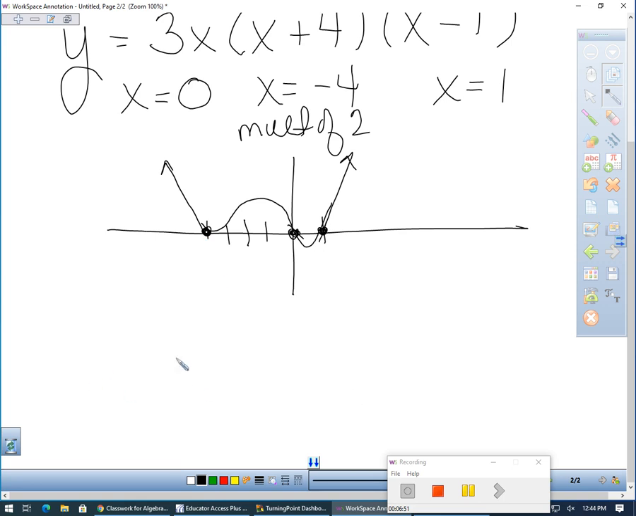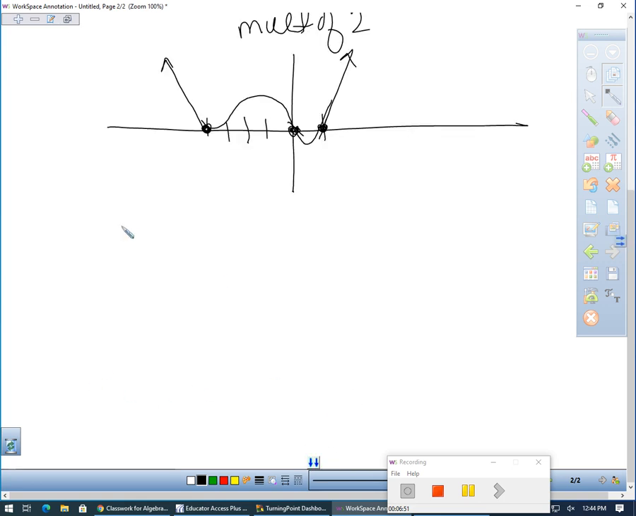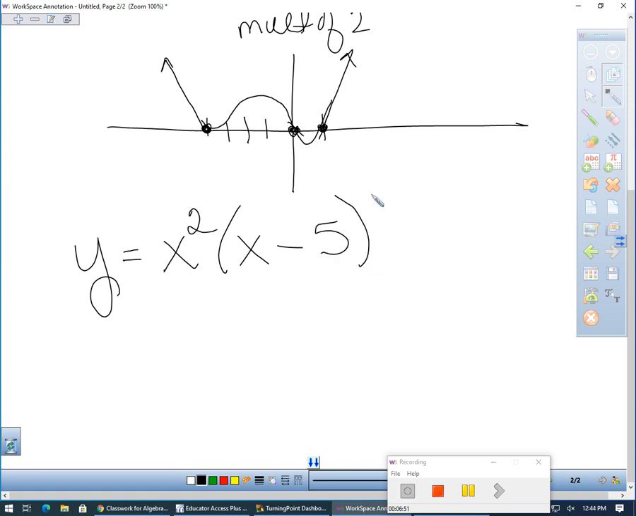All right, one more. Let's graph this one. How about y equals x squared times (x minus 5) to the 3rd. It's an odd power. What else do we know? We know this is odd. We know it's positive. Okay, so our ends are going in opposite directions. On the left, it's going to negative infinity. On the right, it's going to positive infinity.